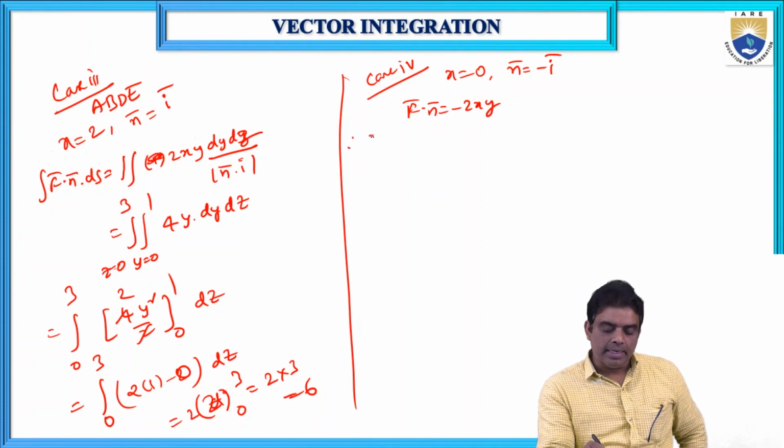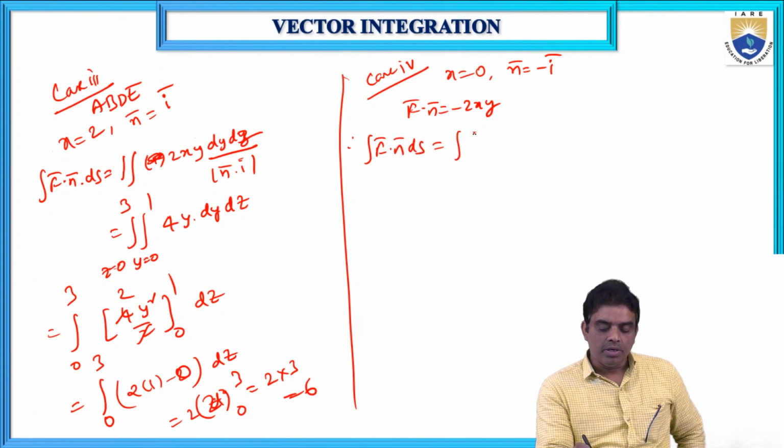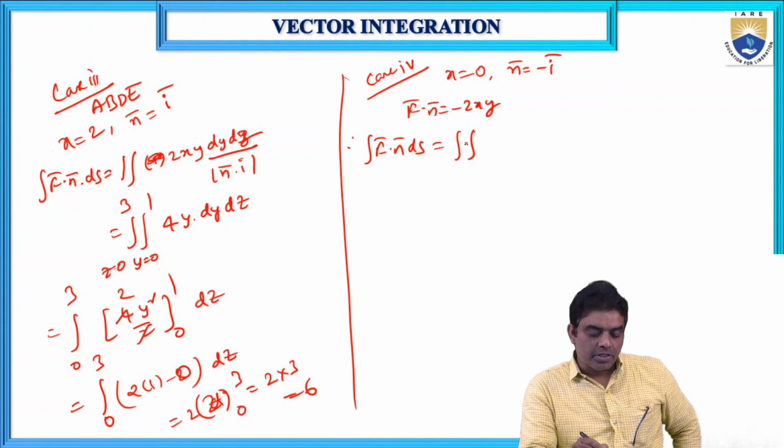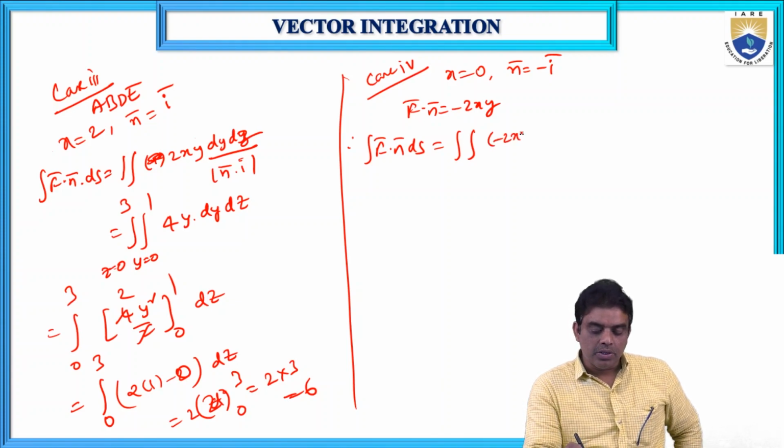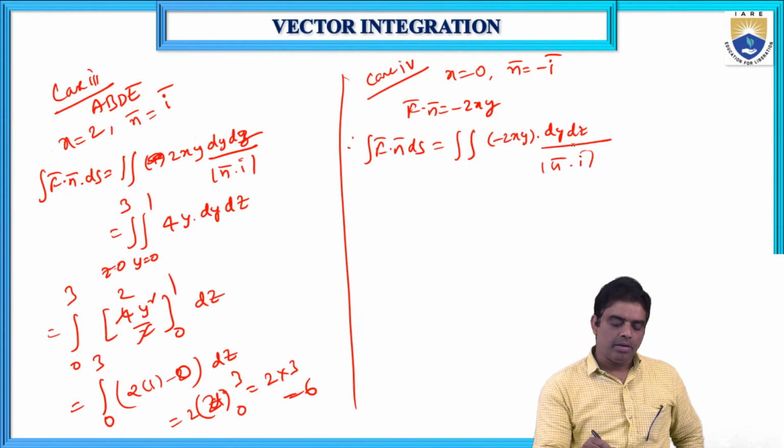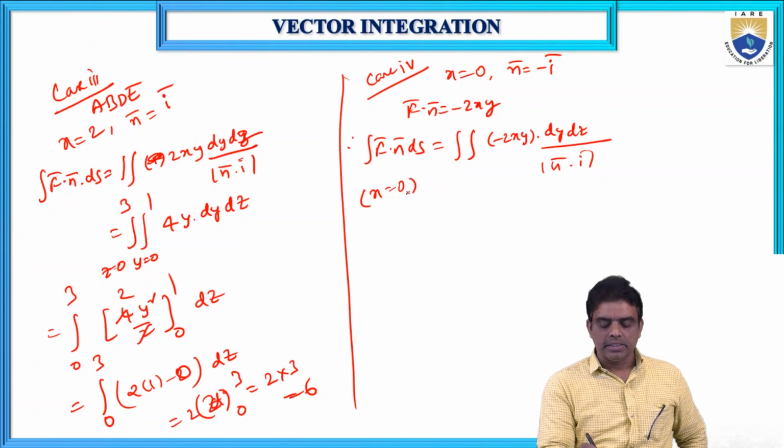So the integral F bar dot n bar dS is equal to double integral. What is the function here? You will get minus 2xy into dy into dz by magnitude of n bar dot i bar. But what is the value here? Substitute x is equal to 0.